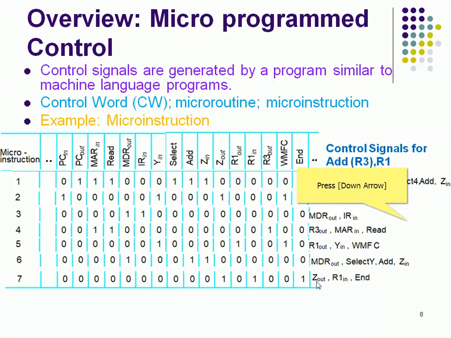So this complete set of micro instructions is able to provide the control signals which you have seen for the instruction Add indirect R3 comma R1. I hope it is followed with the help of this example.